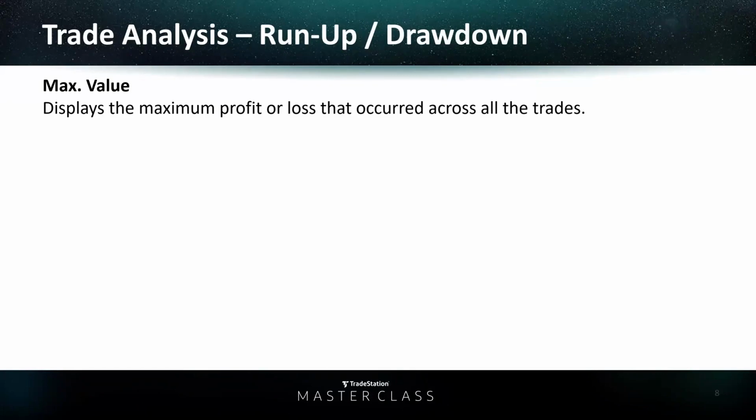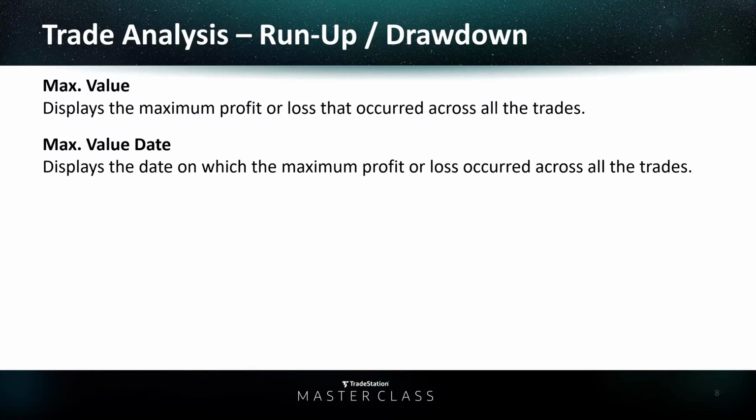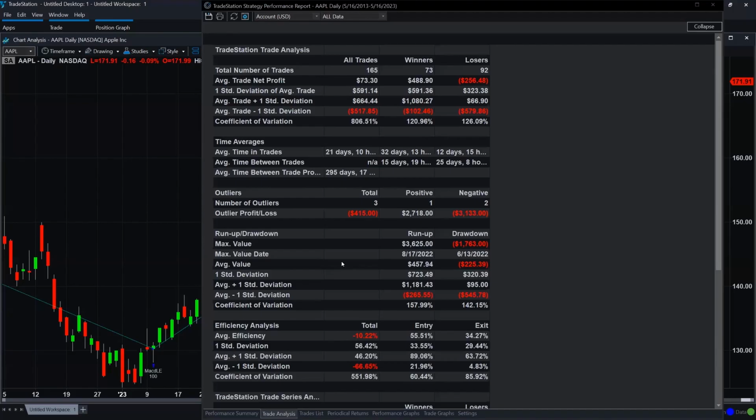So maximum value displays the maximum profit or loss that occurred across all the trades. So if I look over here at my strategy performance report, in the section of run up and drawdown, you have 2 separate columns, one for run up and one for drawdown. The maximum value on the run up was 3,625, and the maximum drawdown was 1,763.